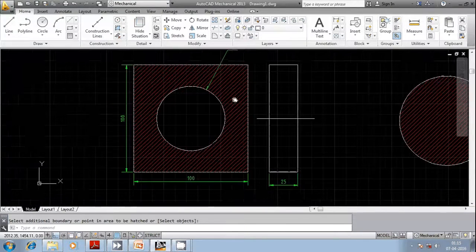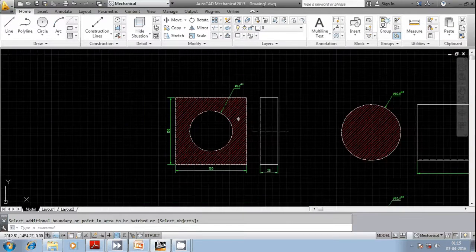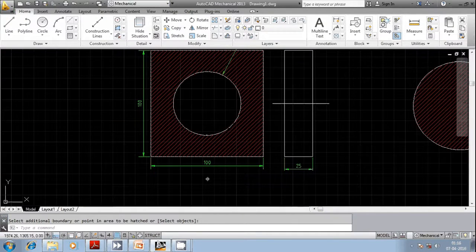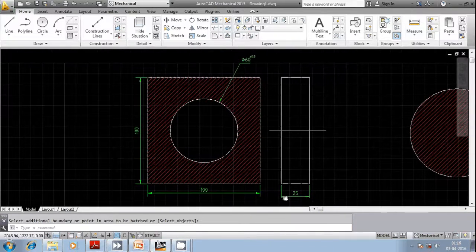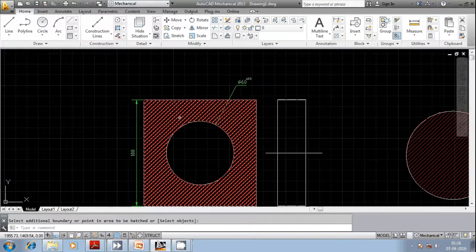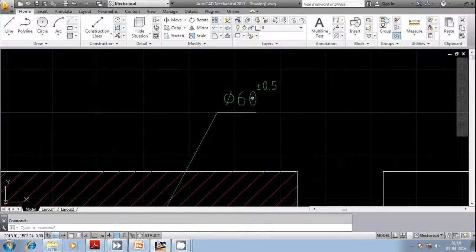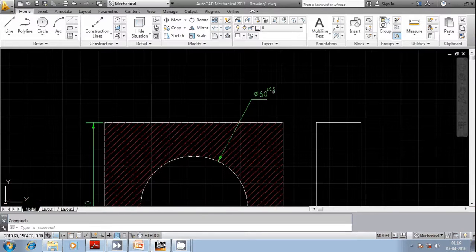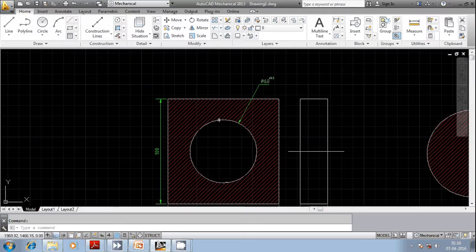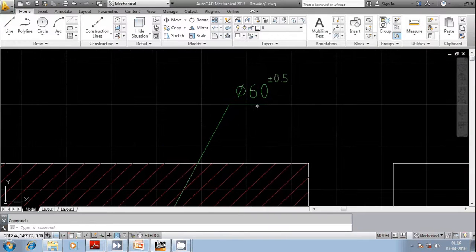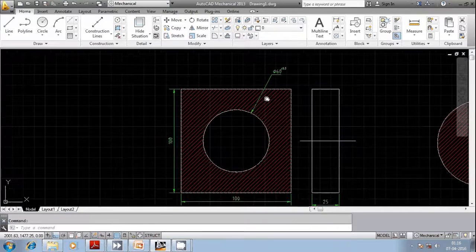Now let us take another example. In this example I have a plate, a 100 by 100 mm plate, and the thickness of the plate is 25 units. There is a circular hole at the center of the plate. The size of the hole is 60 units. I have given the tolerance as plus or minus 0.5 units. That means this feature can vary between two different extreme values, 59.5 to 60.5.